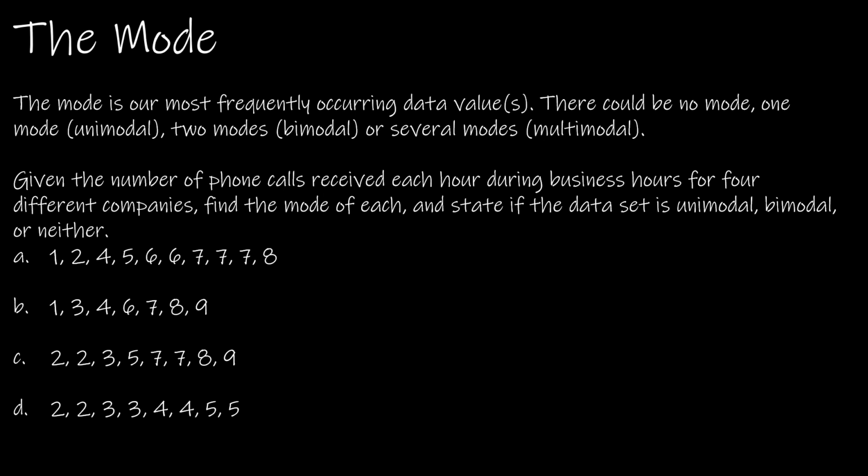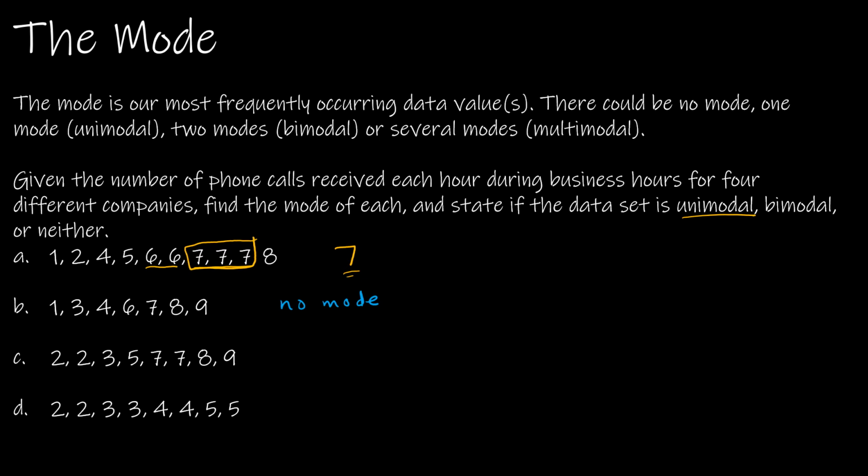Looking at A, I can see that 6 has occurred twice, 7 has occurred 3 times, and that is the most frequently occurring, so the mode is 7. So it is unimodal because there's just one mode of 7. For example B, everything has occurred once, which means there is no mode. So therefore it's neither unimodal or bimodal.